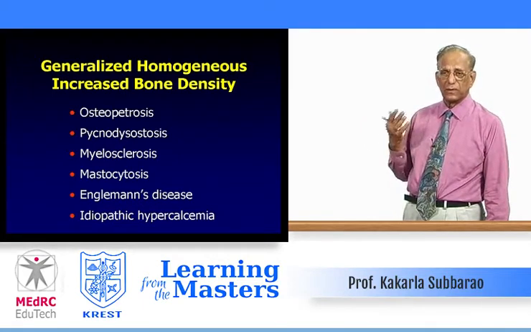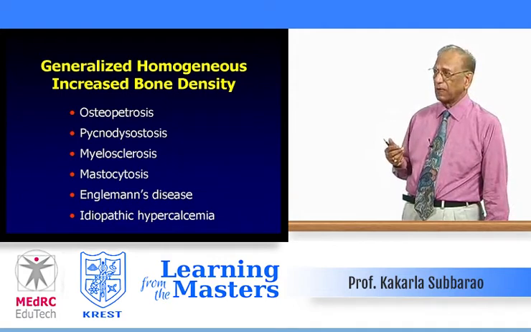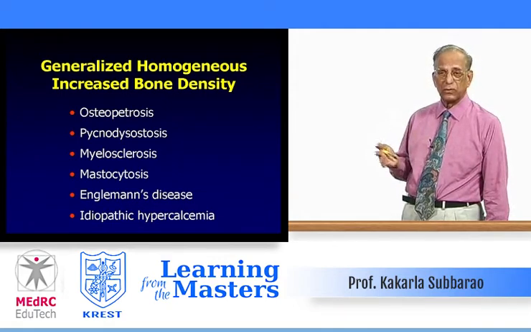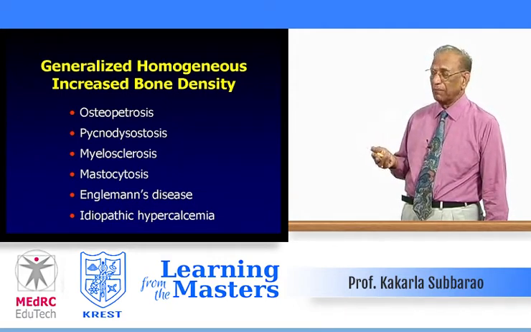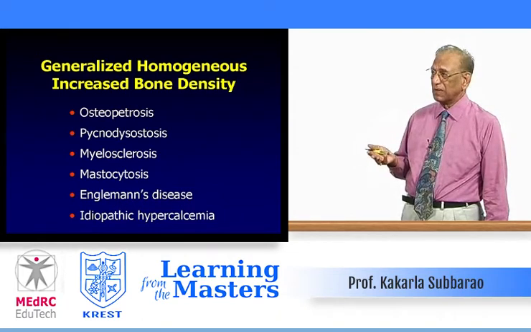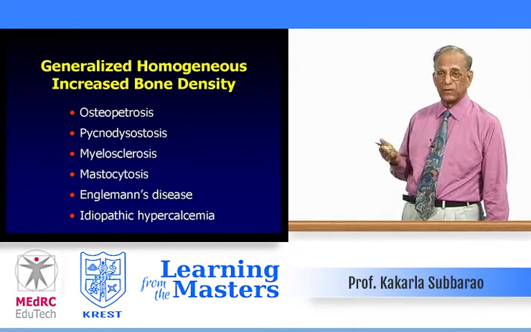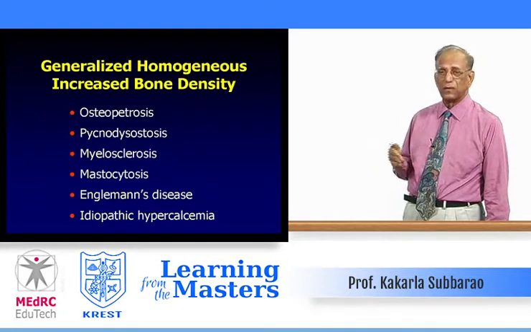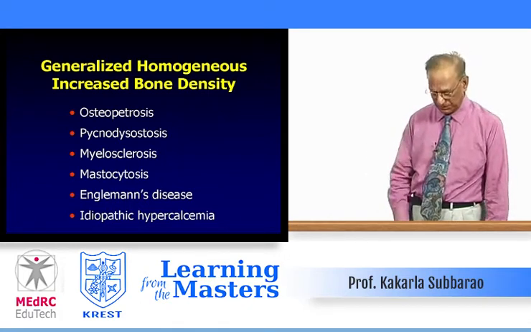Next comes pycnodysostosis, then myelosclerosis, idiopathic myelosclerosis, mastocytosis, Engelmann's disease, the so-called diaphyseal dysplasia, or idiopathic hypercalcemia, which includes Williams syndrome with pulmonary stenosis, etc.